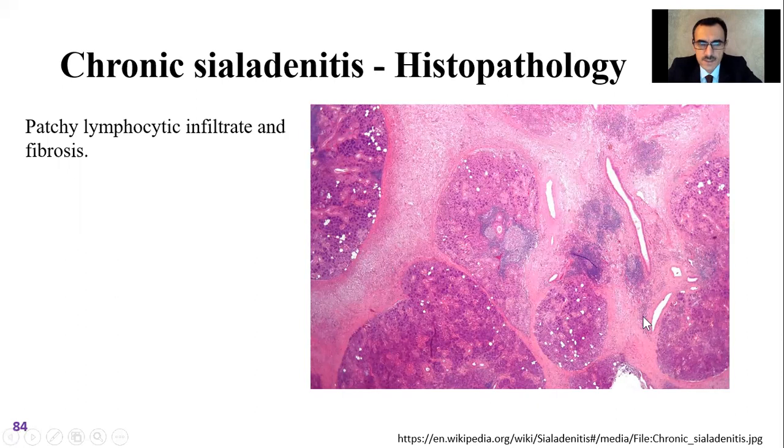Here is the histopathology of chronic sialadenitis. We see the patchy lymphocytic infiltrate and fibrosis in the stroma.